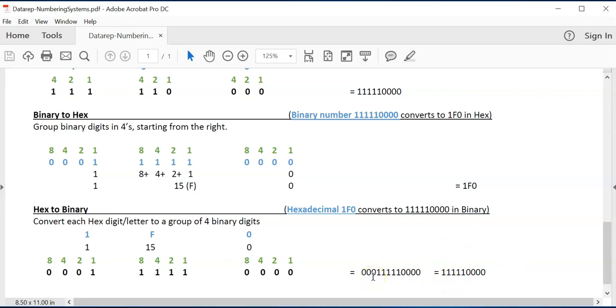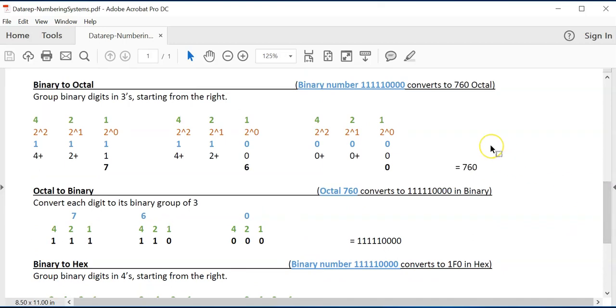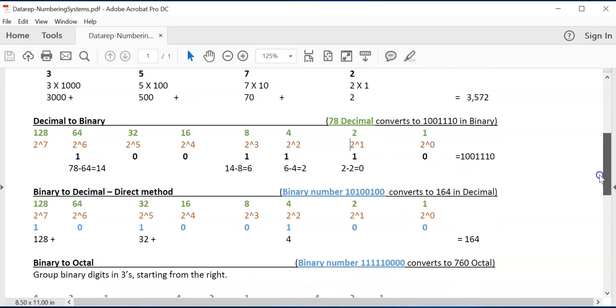So you can see that once we understand binary, we have converted from binary to hex, from hex to binary. What is the relationship between hex and binary? One hex digit is 4 binary digits. With octal, the relationship of octal, one octal digit is 3 binary digits. So we took the binary and made it into octal. Here we took the octal and made it into binary. And before that, we had looked at decimal and binary to decimal.